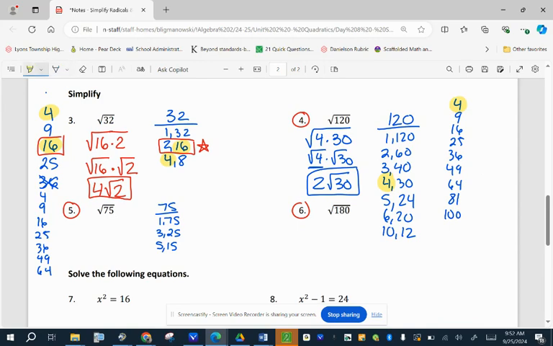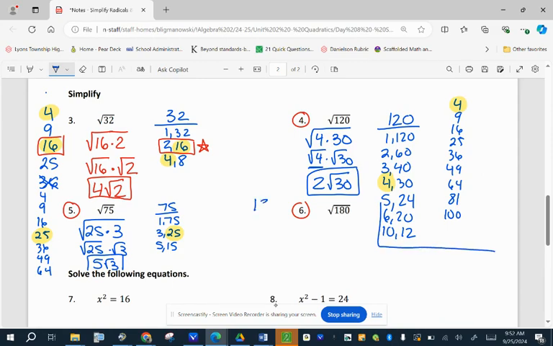The biggest perfect square that goes into both is going to be 25. So I'm going to rewrite 75 as 25 times 3. And so the square root of 75 is going to simplify into 5 square root 3.